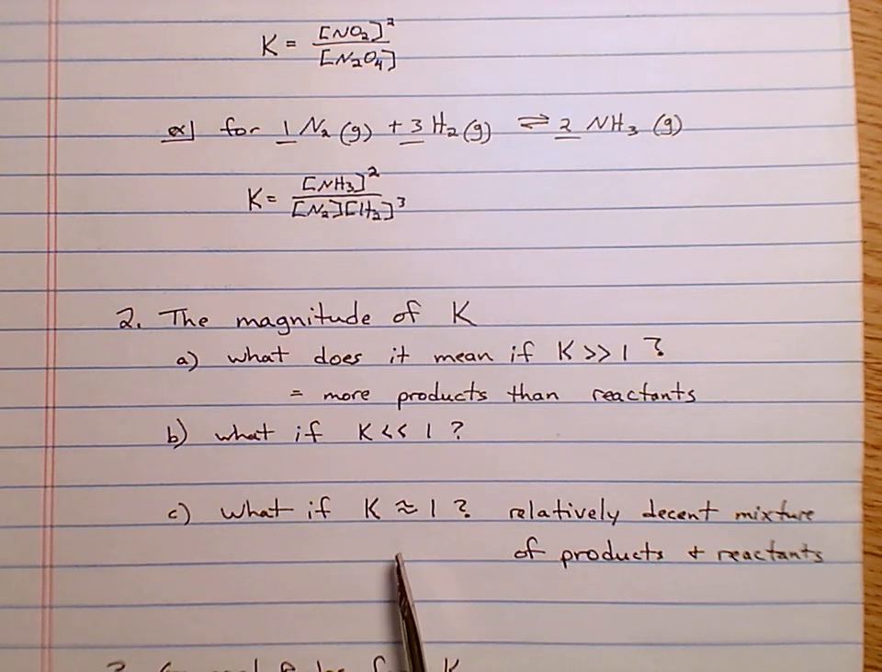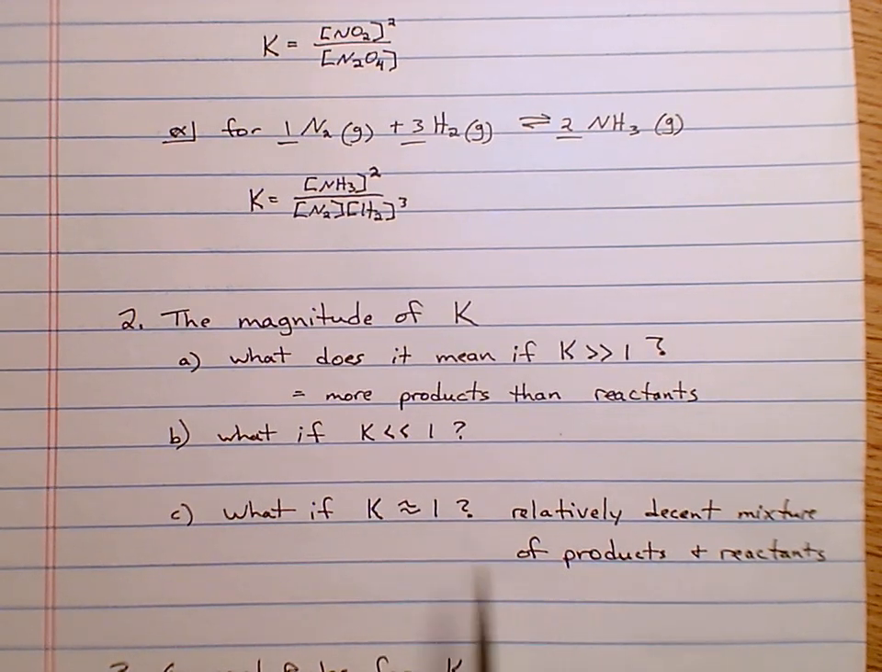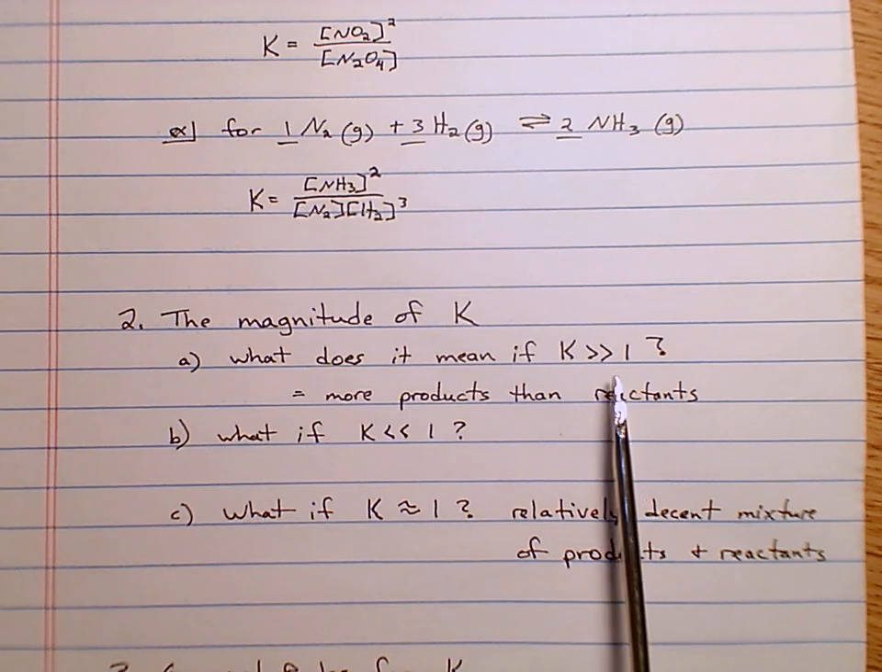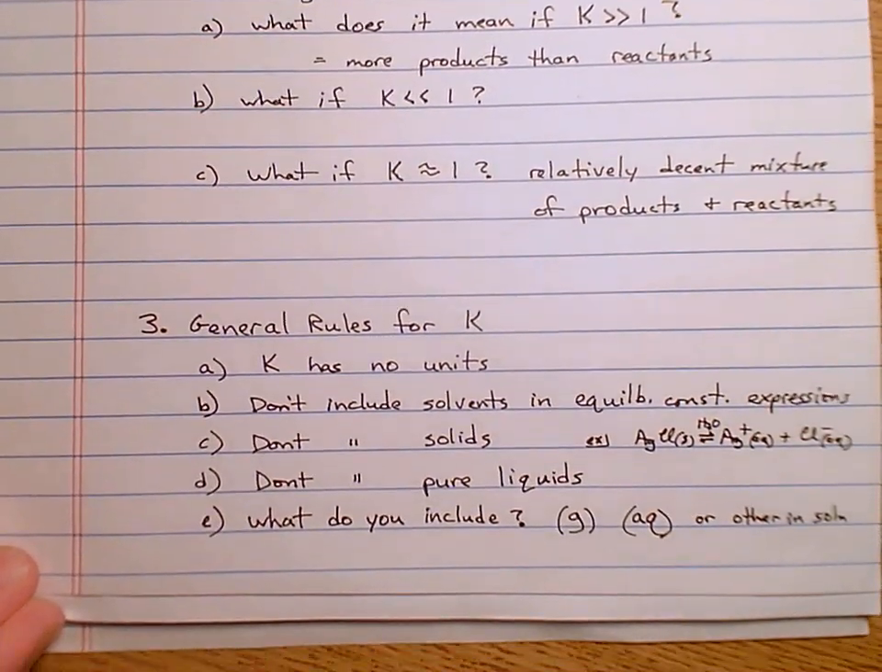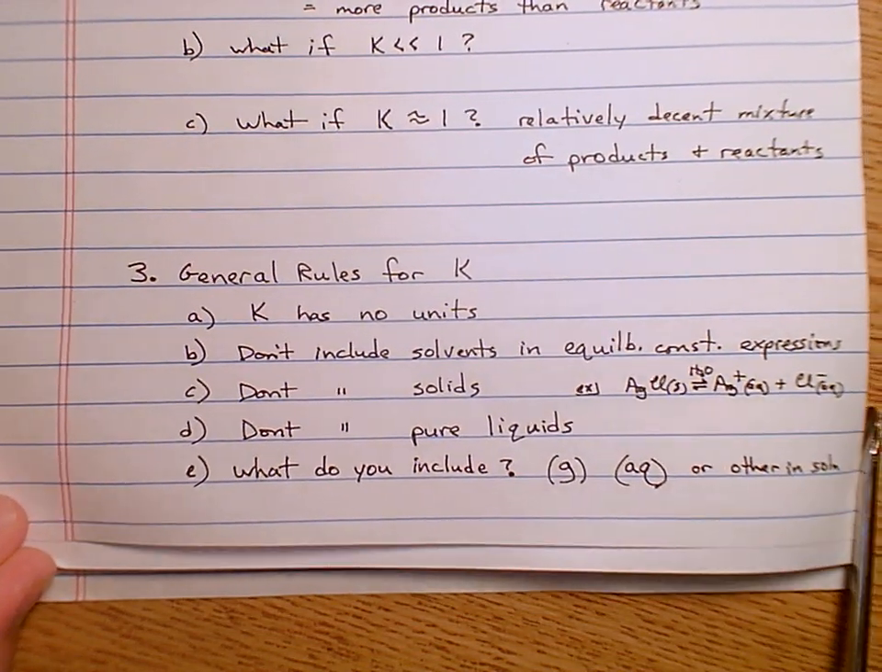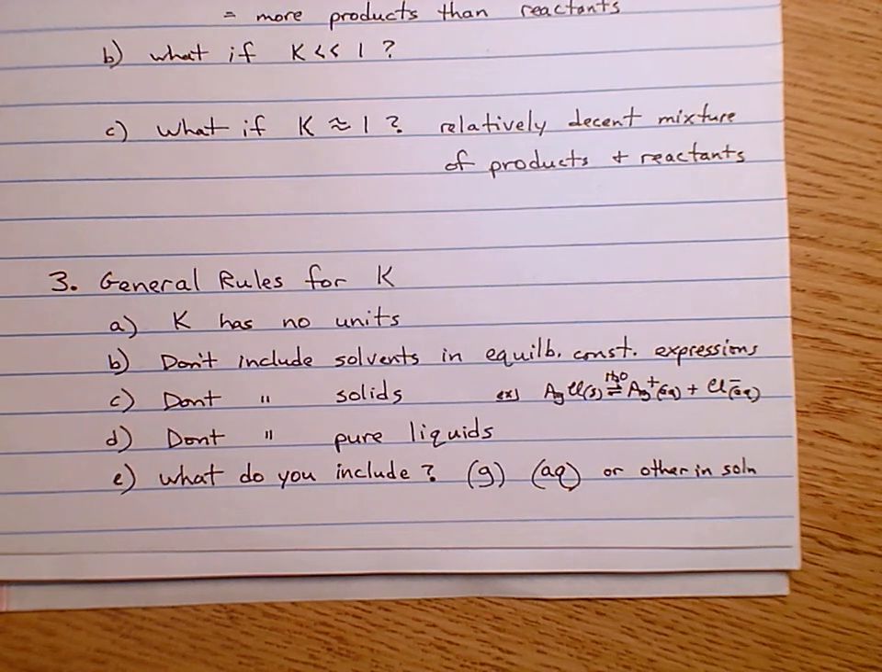If K is about 1, that means we have a relatively decent mixture of reactants and products. Most of the time, K is going to be much greater than 1 or much less than 1. K isn't often very close to 1. All right. Let's look at some general rules for K, then we'll go through some examples.